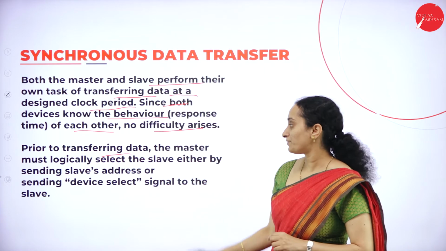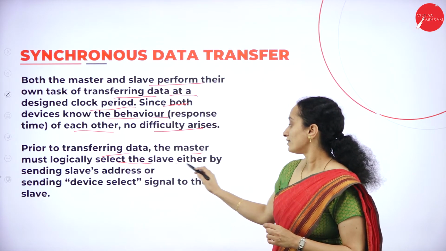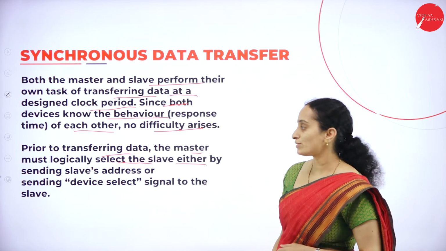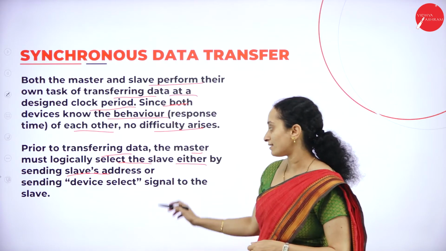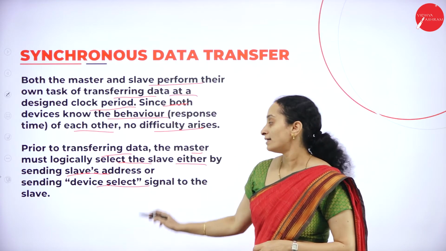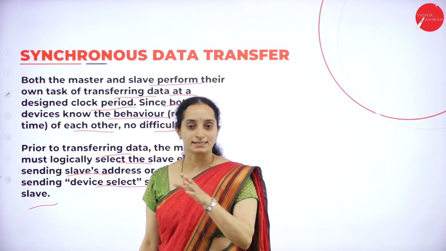Before transferring the data, the master must logically select the slave. How is he going to select the slave? Either by sending the slave's address or by sending a device select signal to the slave. There will be multiple receivers.